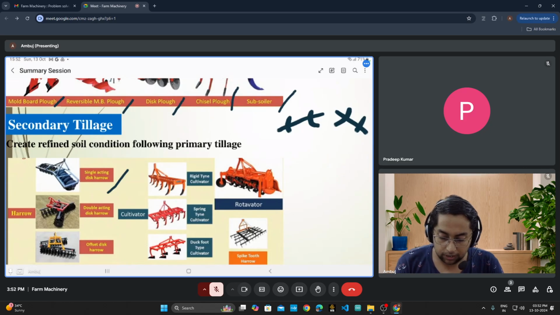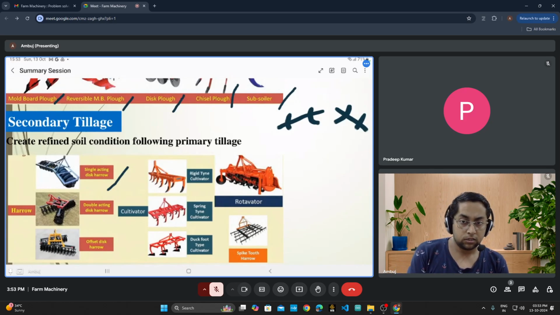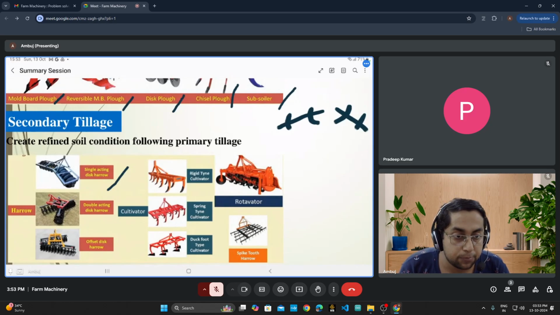Then the double acting disc harrow is there. In a similar fashion you can draw the figure also. Then the offset disc harrow is there. Then the rigid tine cultivator is there, and the spring tine cultivator is there. The only difference between rigid tine and spring tine is the spring which has been provided, in order to absorb different impacts so the tine or the shank does not break down.